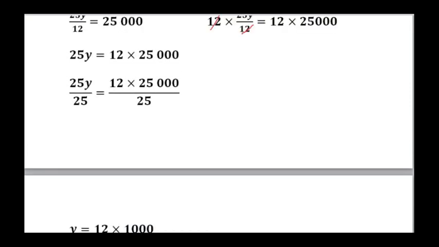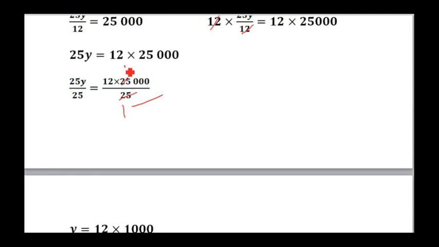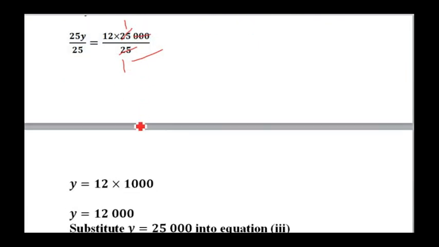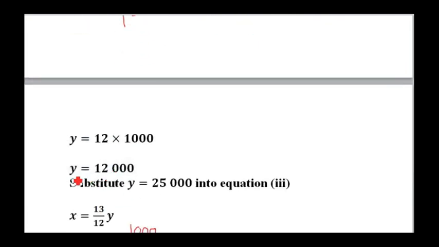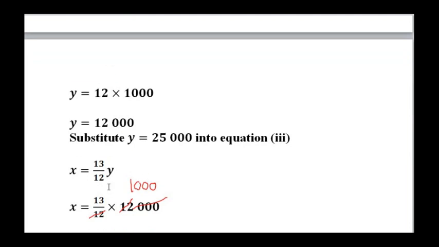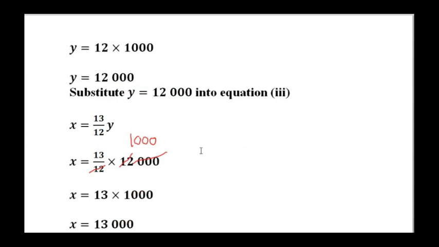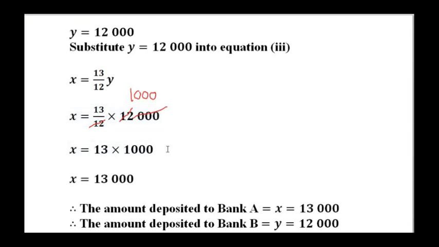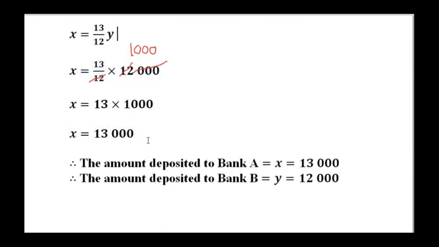Let me simplify this for you. That is 25 times 1 is 25, and so we get 12 times 1000. So y equals 12,000. Now substitute y equals 12,000 into equation 3. So equation 3 is x equals 13 upon 12y. I'm going to replace y by 12,000. So we get 13 times 1000 equals 13,000.